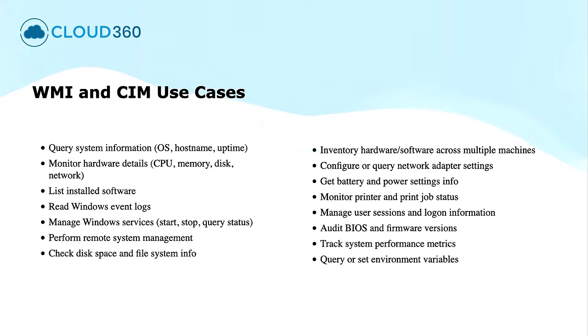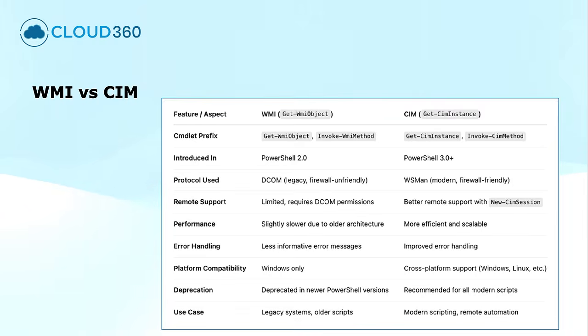CIM is actually the Common Information Model. As the name suggests, this platform is available for Windows and non-Windows machines also. For Linux distributions as well, you can use it for inventory. If we talk about the comparison between WMI and CIM, CIM has benefits over WMI. WMI is the old technology. CIM requires Windows Management Framework 2.0 or later, whereas WMI will work with older versions as well.